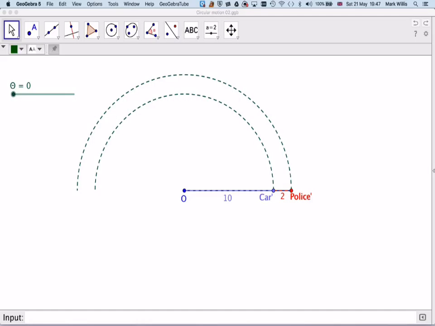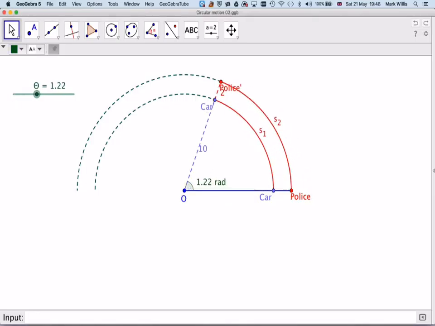Okay, here we have a GeoGebra app. Here we have the path of the car, and here we have the path of the police car. The red bit will represent the distance travelled. Notice the police car is obviously going to travel a greater distance than the car. So therefore, its speed going around has to be more than this one.